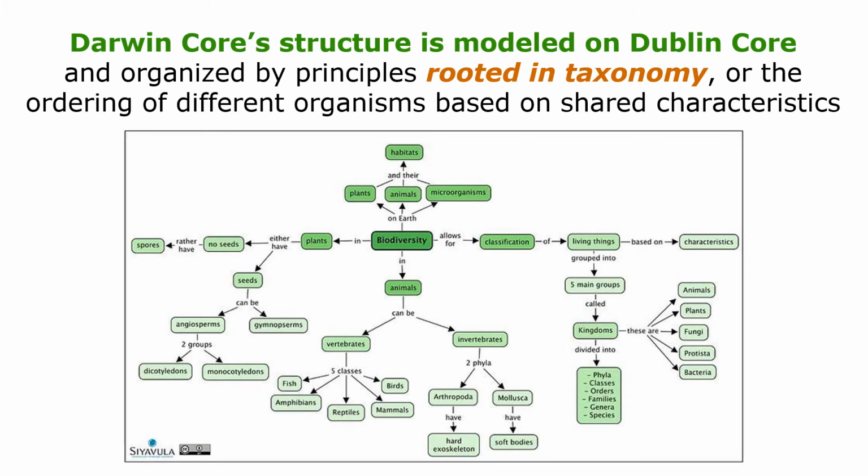Darwin Core's basic structure is modeled on Dublin Core, but specifically deals with biodiversity and principles related to taxonomy, or the ordering of organisms, like Charles Darwin's Origin of Species laid out based on shared characteristics in the natural world.